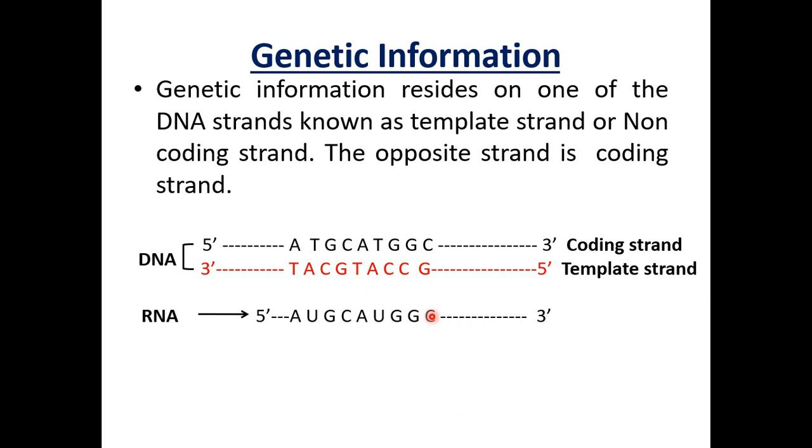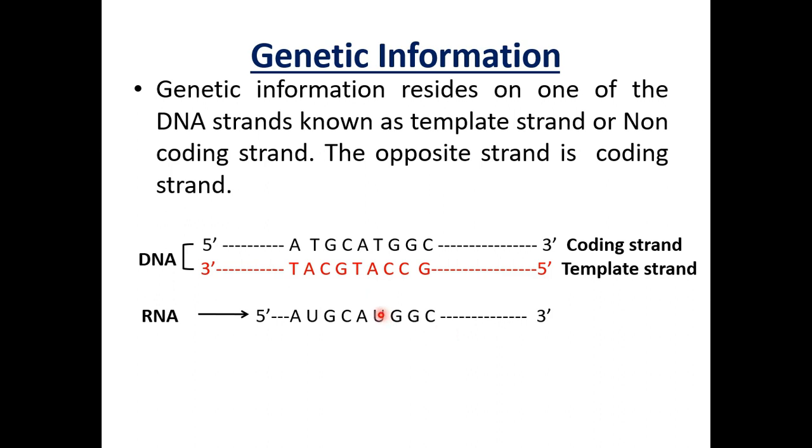Genetic information resides only on one strand of the DNA and that strand is known as the template strand or non-coding strand and the opposite strand is known as the coding strand. Now let me explain to you how it is. Like this strand, if this strand is transcribed into the mRNA, then this strand is known as the template strand. Okay, and this strand will have the codes for the protein synthesis.